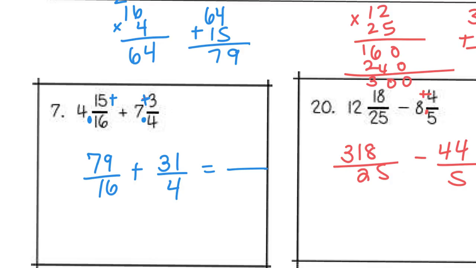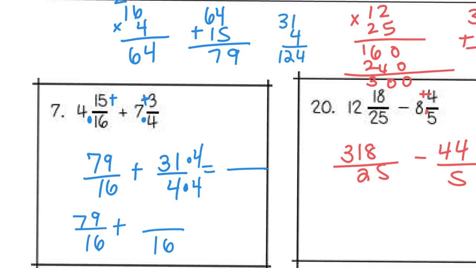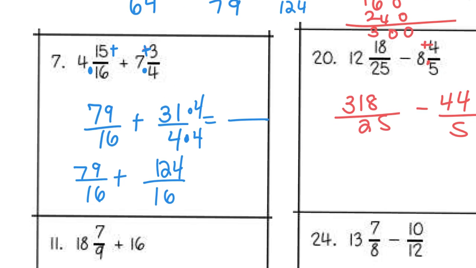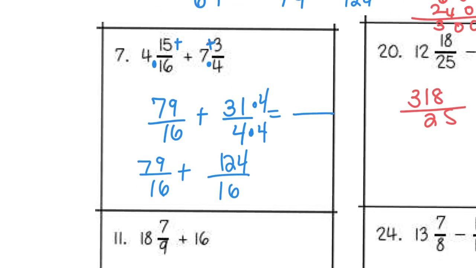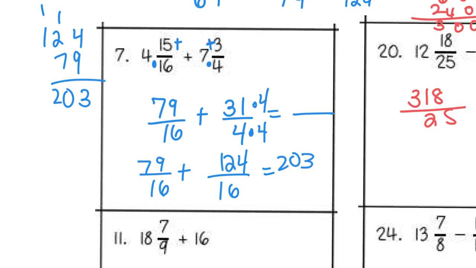16. This one already says 16, so I could leave it. But what do I multiply 4 by to make it a 16? Do that to the top. So 79 over 16 stays 79 over 16. But then here I get 16 on the bottom, and then 31 times 4 is going to be 124. This one's challenging. There's some big numbers here. What happens when I add 79 plus 124? What do I get? Looks like 203. And lastly, we'd have to convert that back to a mixed number.